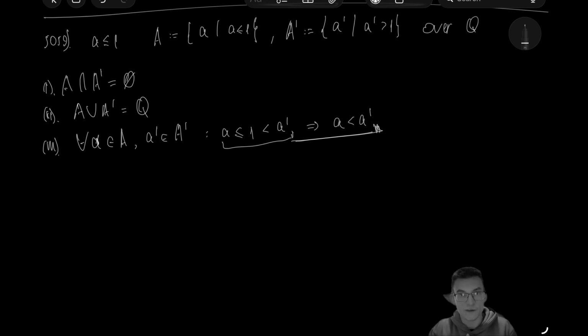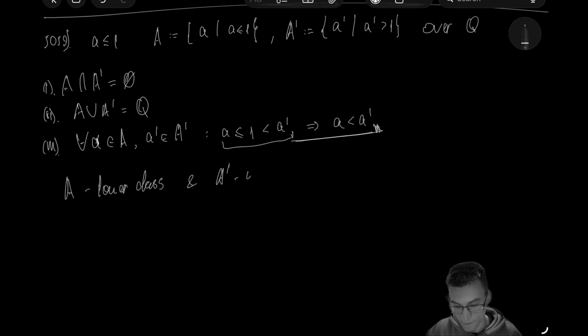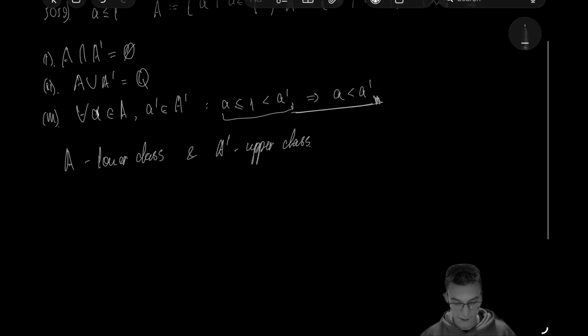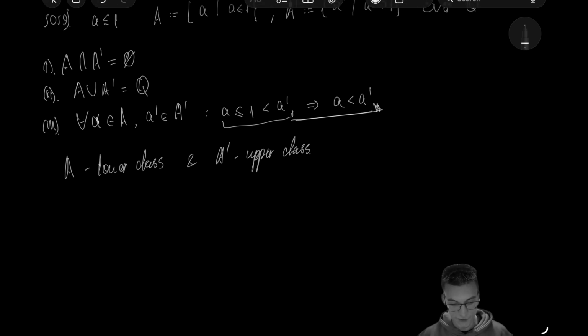So we basically have defined two sets, the set A and set A prime, and they're kind of splitting the set of rational numbers into two classes. In fact, these two sets are called classes. The class A is called the lower class, and the set A prime is called the upper class. The union of these two classes forms the set of rational numbers, and the number 1, which divides the set of rational numbers into the upper one and the lower one, is called the cut.